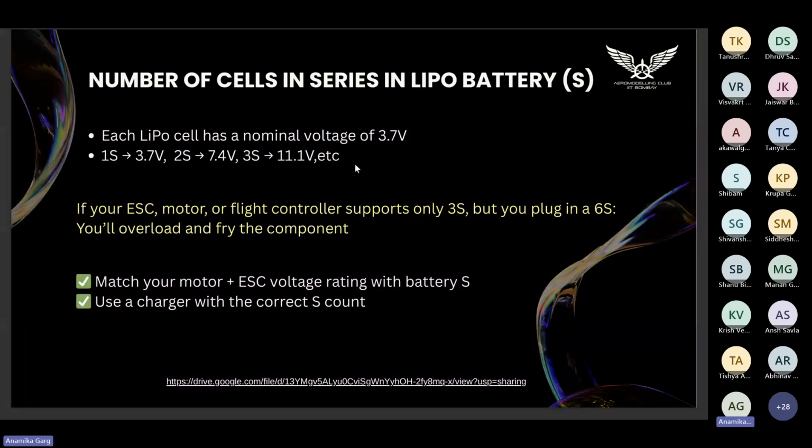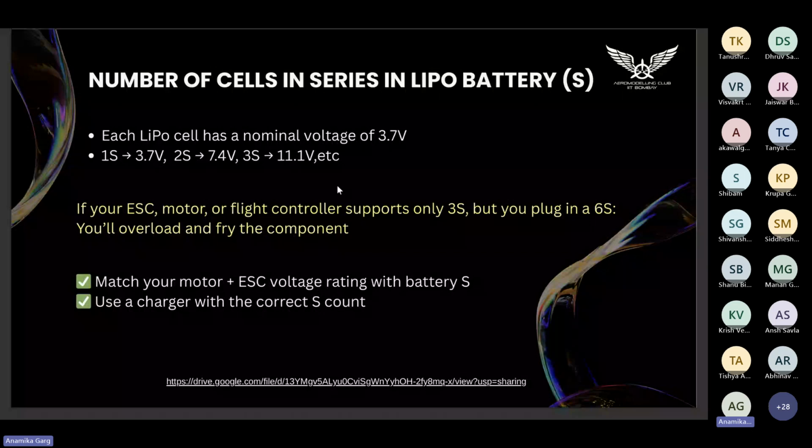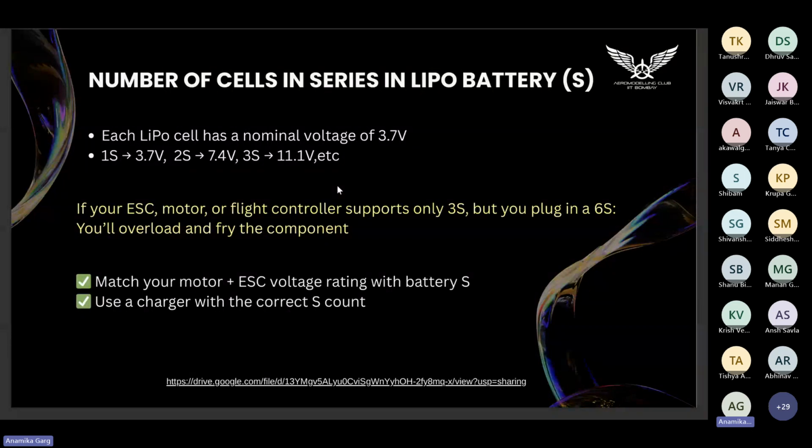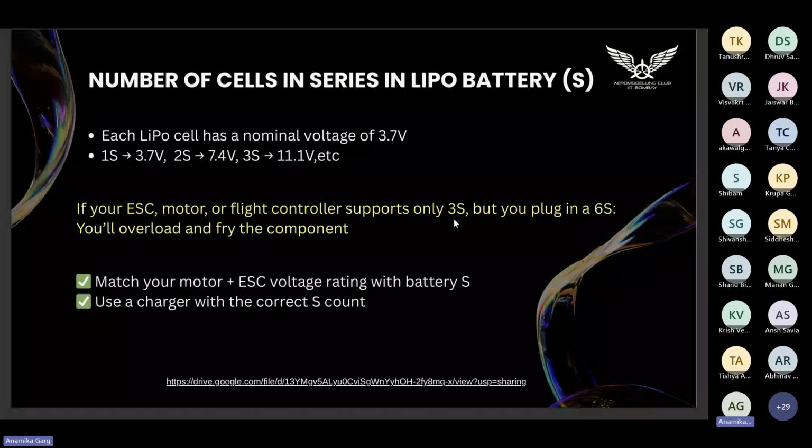When you're connecting the components of your drone to the battery, you have to check that it's the same S rating. If it's 3S, you have to connect it with 3S. If there is a mismatch, so if your flight components are rated for 3S and you connect 6S or higher, or even 5S, then you'll fry your components. They'll overload, and you don't want that to happen. So you have to match the S rating. Also, when charging the battery, you have to match, otherwise you will either destroy your battery or the charger.